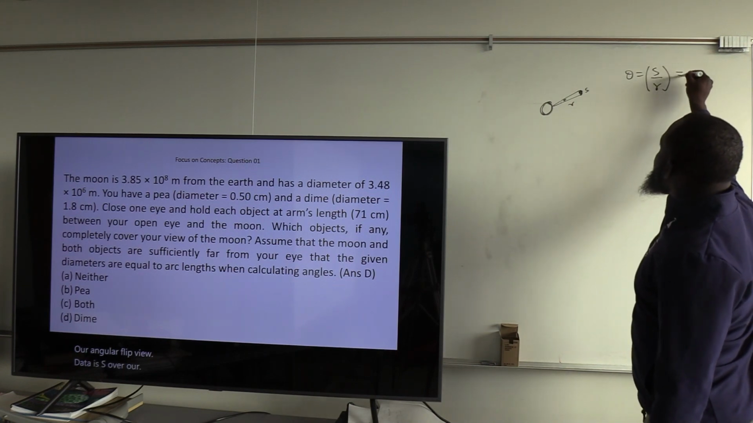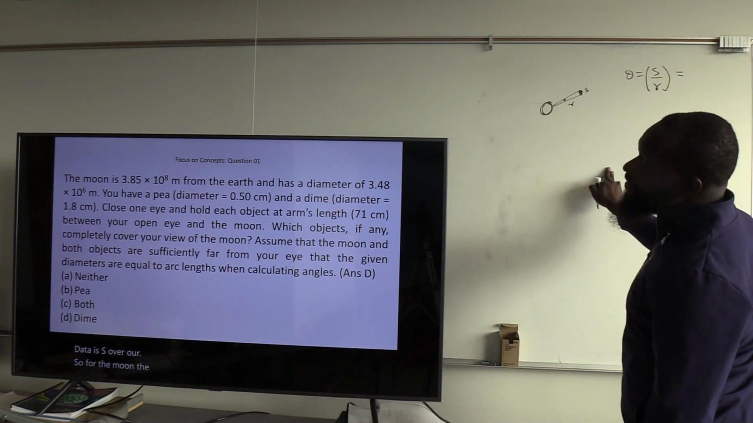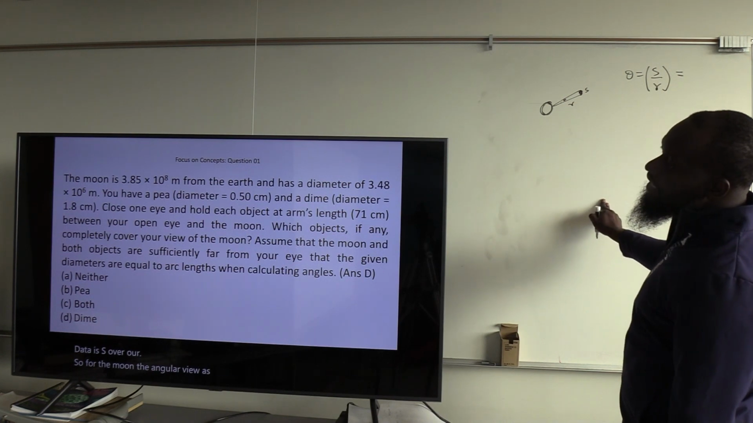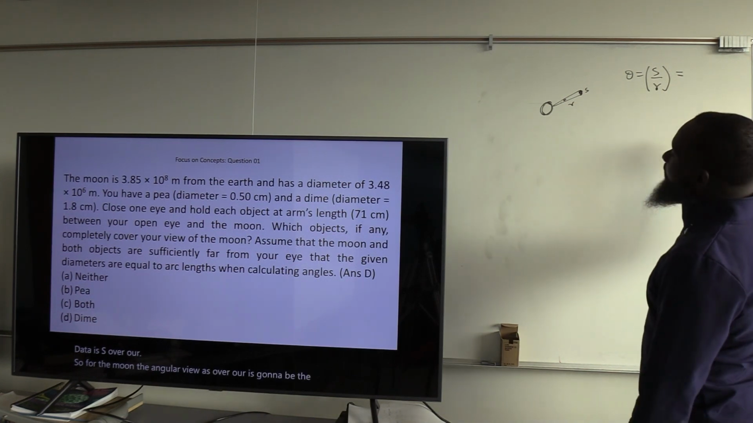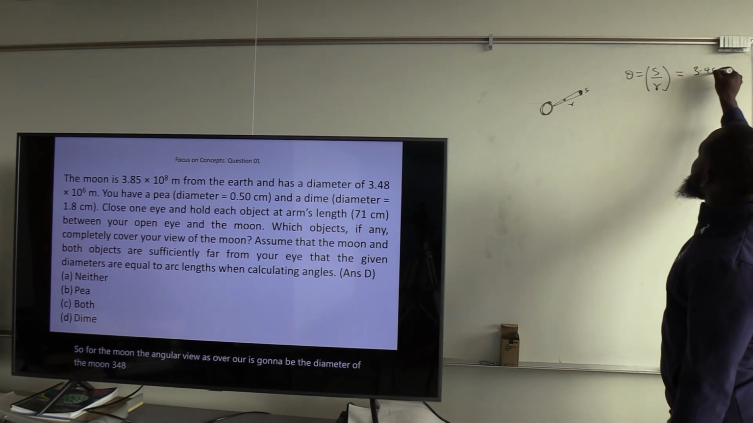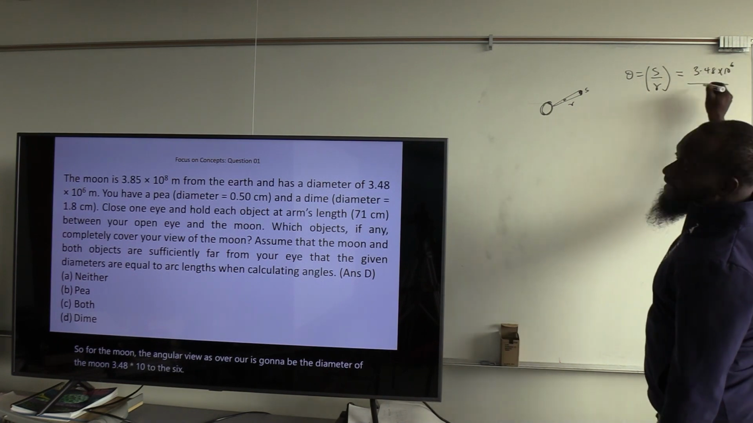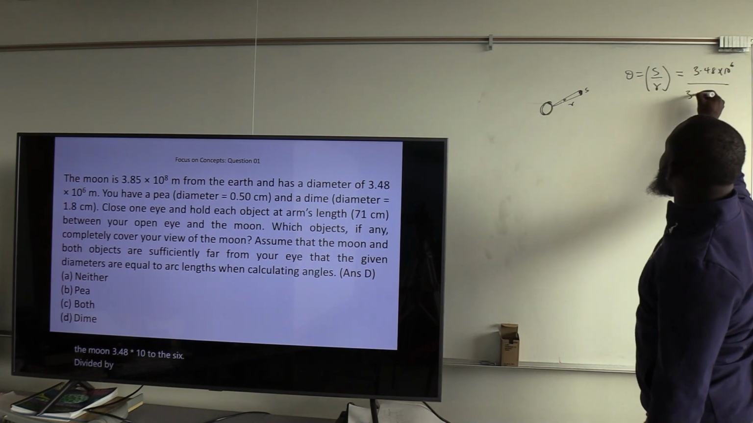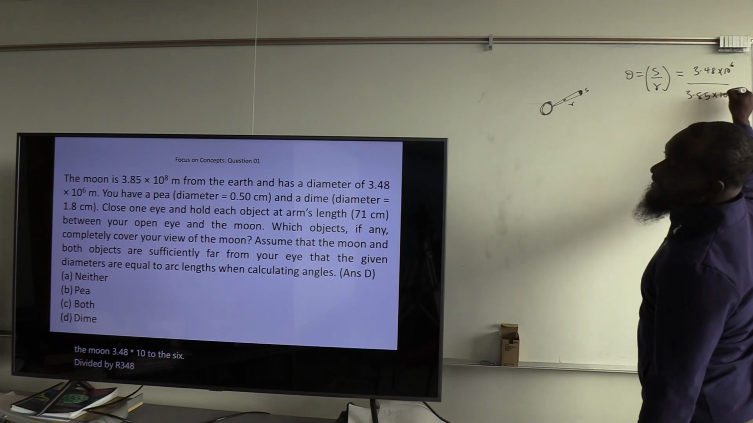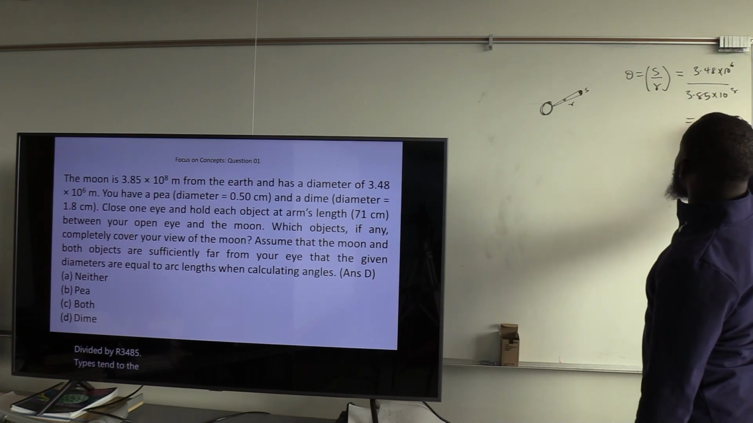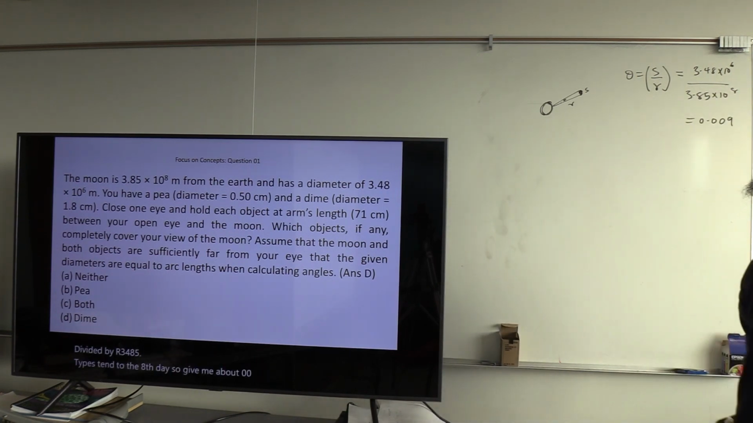So for the moon, the angular view, S over R, is going to be the diameter of the moon, 3.48 times 10 to the 6, divided by R, 3.85 times 10 to the 8. This will give you about 0.009 or so.